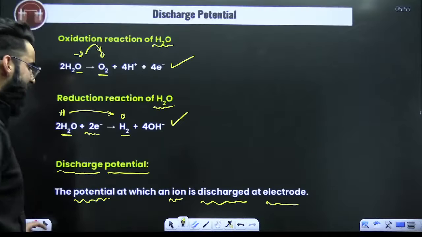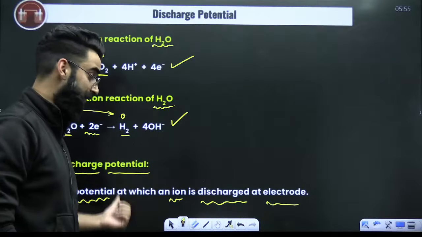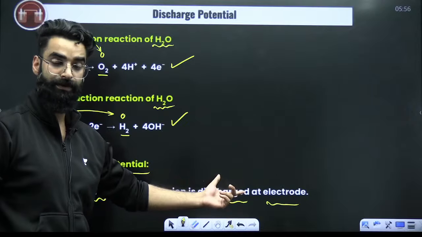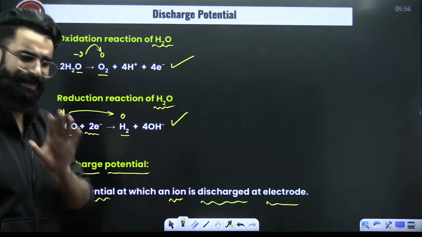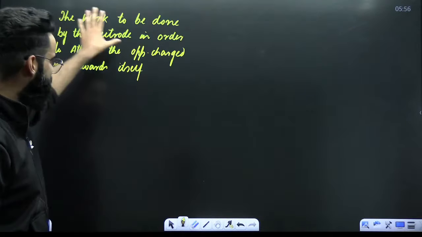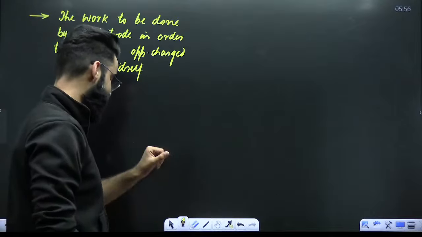See, the actual definition of discharge potential is this: the potential at which the ion is discharged at the electrode, right? But just to make you understand in a simplified manner, I've mentioned it like this. Now, let's get to know what it means exactly.